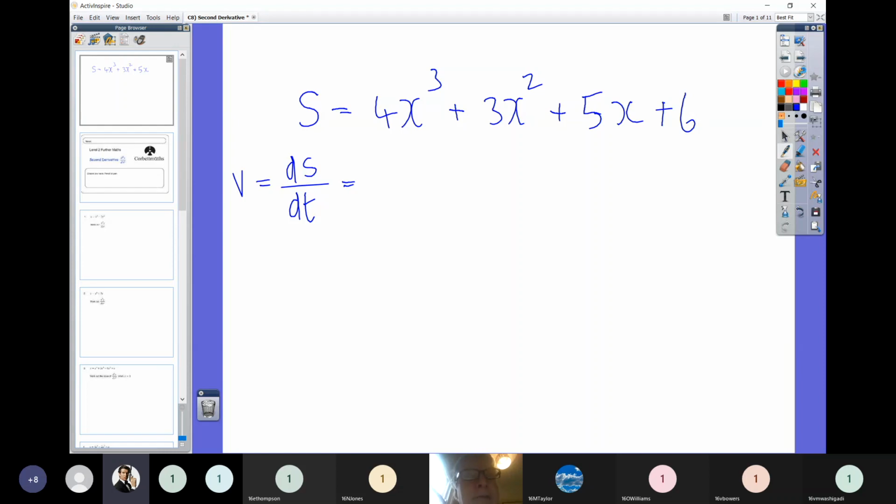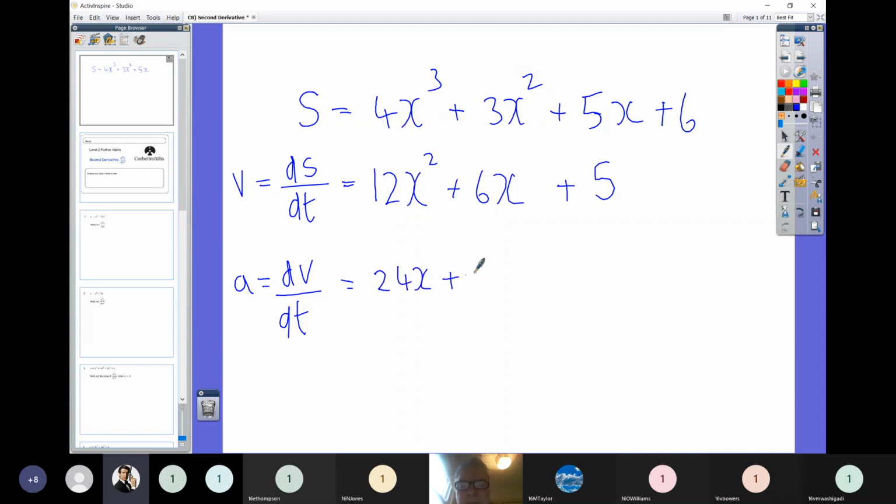Step 1, you multiply by the current power. Step 2, you reduce the power by 1. So that's going to be 12x squared plus 6x plus 5. Now, just like the question that came up yesterday, if they're asking you about acceleration, that's what you get when you differentiate velocity. So just like yesterday, you needed to go back and differentiate the velocity one. So that's going to be multiplied by the 2, so that's going to be 24x plus 6.